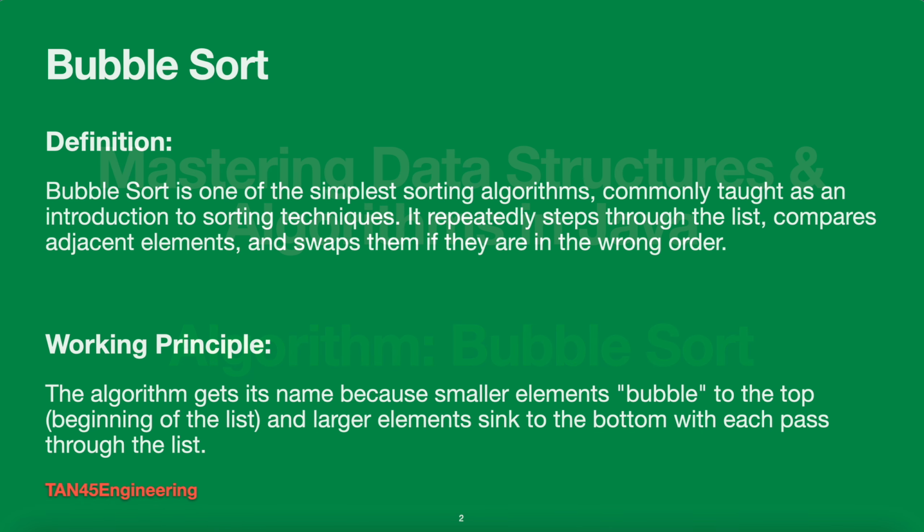For bubble sort, you should understand that it is the simplest sorting algorithm, the easiest one. It is very commonly taught when we are working with sorting techniques and algorithms. By working principle, the algorithm gets its name because the smaller elements bubble to the beginning of the list and the larger elements sink to the bottom with each pass through the list. So with this, let's start understanding bubble sort.